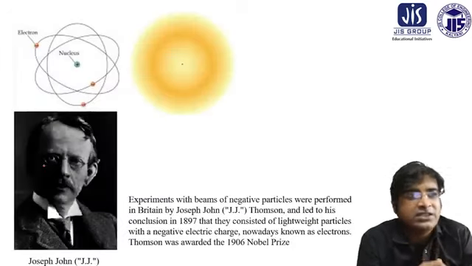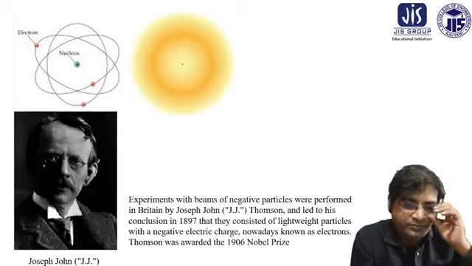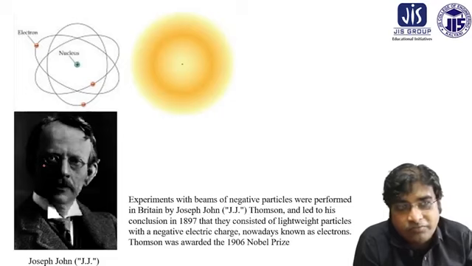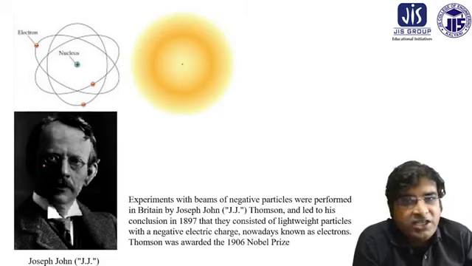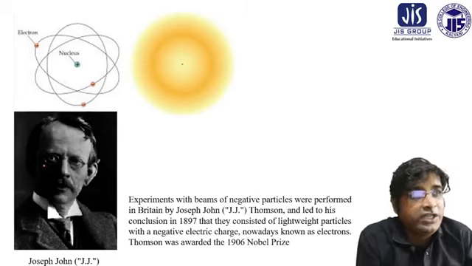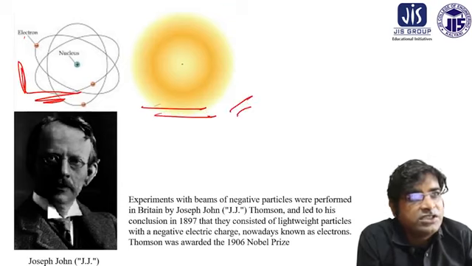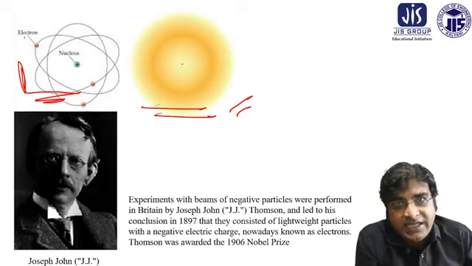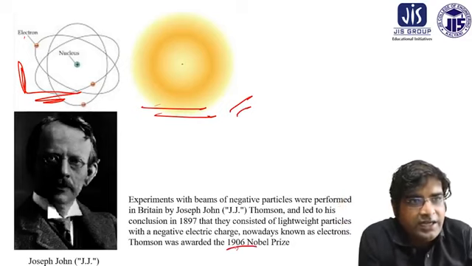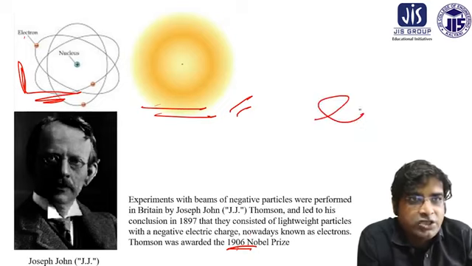Next, you see this scientist, J.J. Thomson, Joseph John. He first discovered the concept of the electron. In the year 1906, he got the Nobel Prize on the basis of his research on the electron. You see there is an atom on the upper side, and this is the picture of the electron which they found, so you can understand about the electron's pair and electron's space.